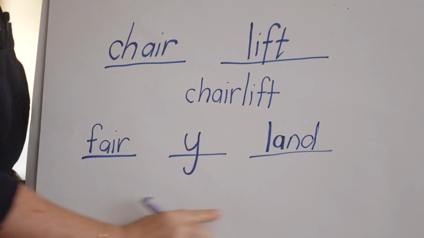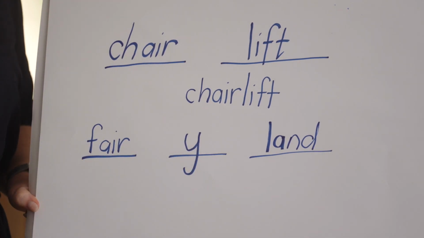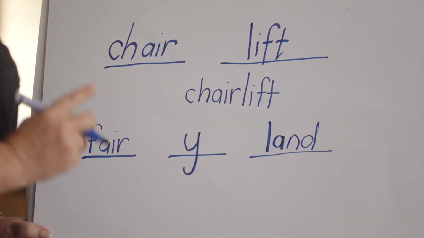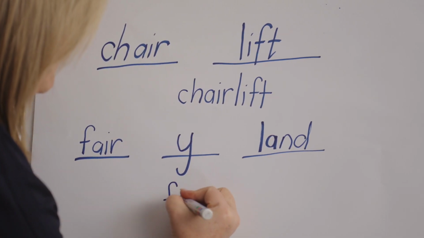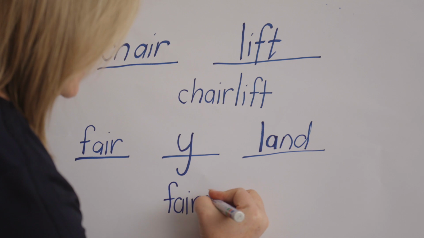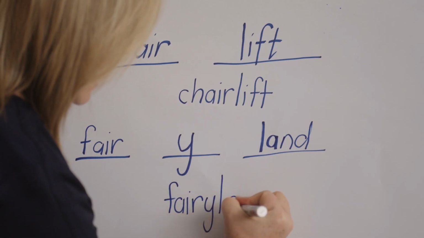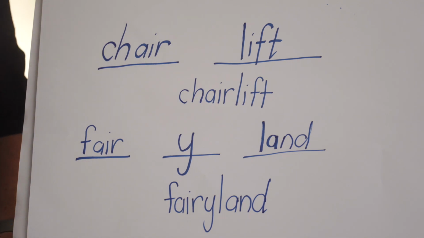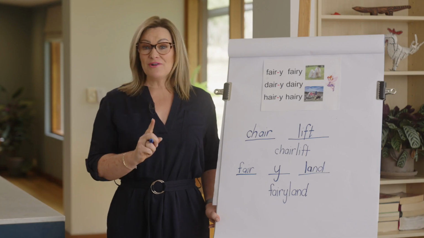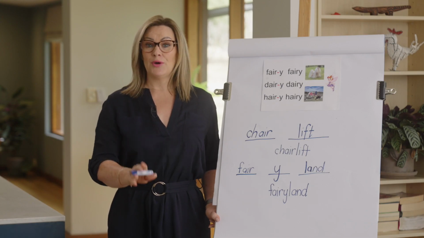Please write the whole word underneath in your books now. Say it out loud as we go. Fairyland. Fairyland. Excellent. I'm now going to give you 2 words.